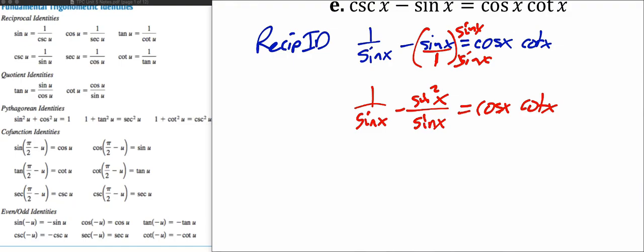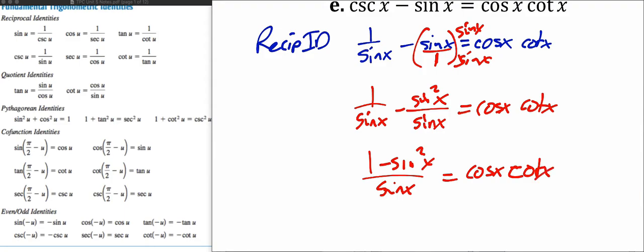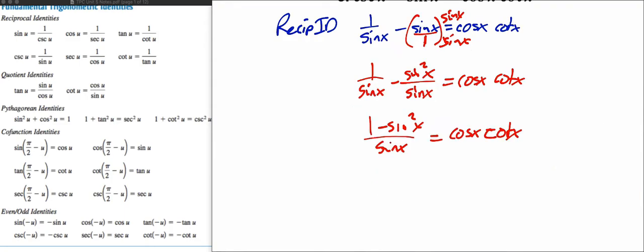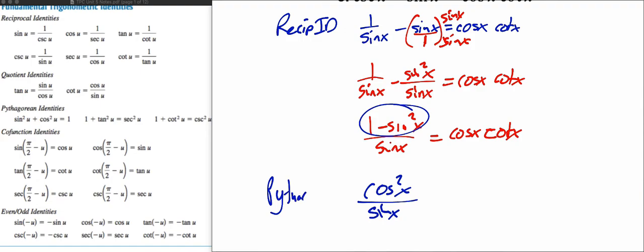Now we can combine both fractions into one fraction, and it'll become 1 minus sine squared of x over sine of x equals, again, cosine of x times the cotangent of x. Now, 1 minus sine squared, we've dealt with that already. 1 minus sine squared is cosine squared of x over sine of x. That's just a version of the Pythagorean identity. And the right side is still cosine of x times the cotangent of x.